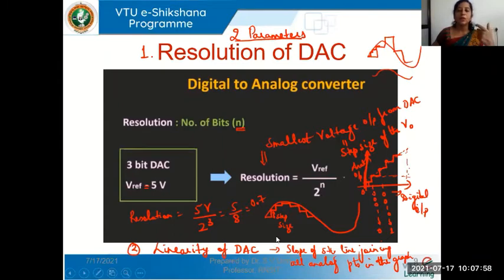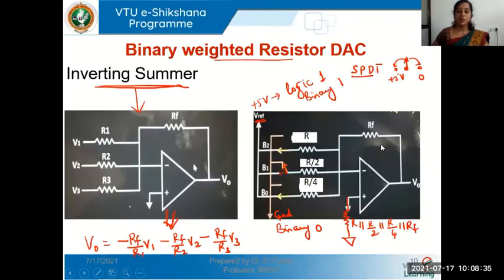We also said what is linearity of a DAC. The output of a DAC will normally be in the form of a staircase waveform because we are giving digital, discrete inputs, and the output is analog in nature. So either we can join it as a staircase or we can join it as a straight line. The slope of that straight line represents the linearity of the DAC. Usually the linearity of the DAC should be the same as its resolution. But if there is a difference, there is a reason for that, and that constitutes some error. So we measure those things.